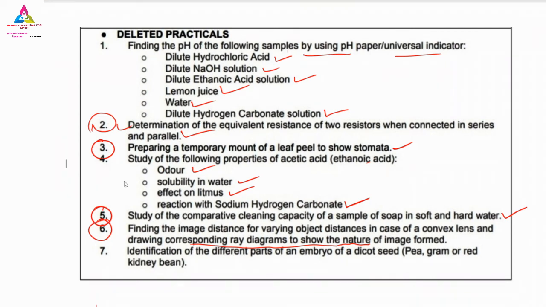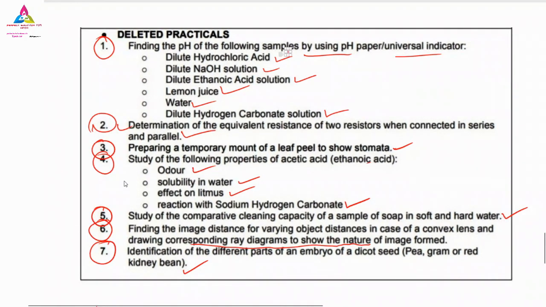The seventh practical which they have removed over here is identification of the different parts of an embryo of a dicot seed, pea gram or red kidney bean. So these are removed from your practical point of view. They have removed 7 practicals from your practical books, and this is the most important thing. So lots of things they have deducted, nearly 30% of the syllabus they have deleted, and they have kept only 70% of the syllabus for your science syllabus. So this is all about the deleted syllabus.